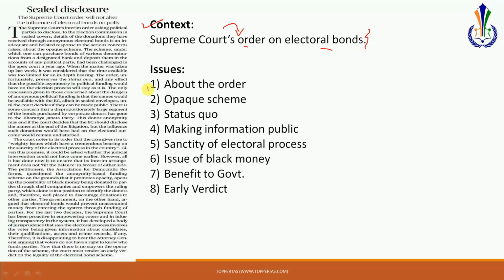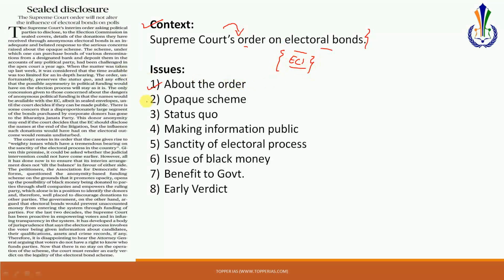So coming to the first issue, first and foremost you should know what this order is all about. Now in this particular order, the Supreme Court has made it mandatory for the political parties to disclose the donations that are being made to them by electoral bonds, and this disclosure is to be made at present in closed envelopes to the Election Commission of India. So this is what the order is.